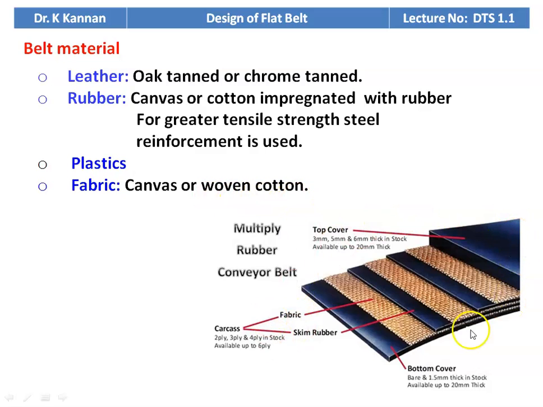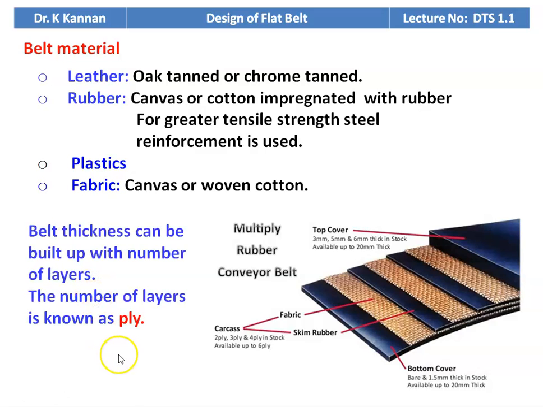This is one cross section of the belt with a number of plies. We have a number of layers, so it is called a number of plies. Alternately, we have the bottom cover, then the fabric lining and skim rubber or canvas, and we have a top cover. So this is the cross section of a belt.